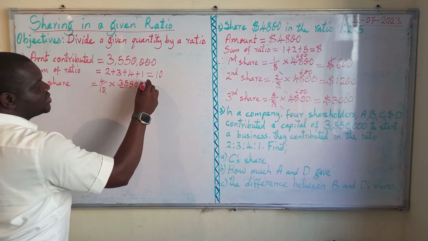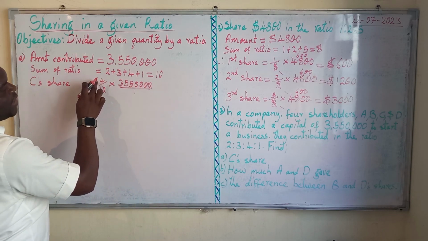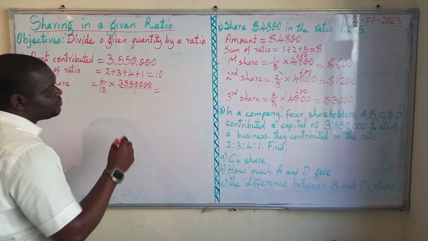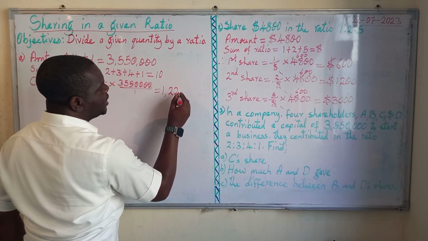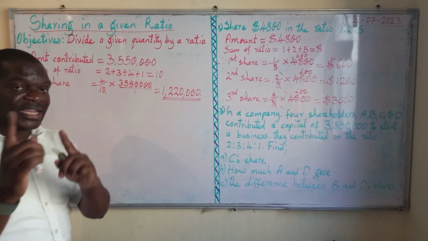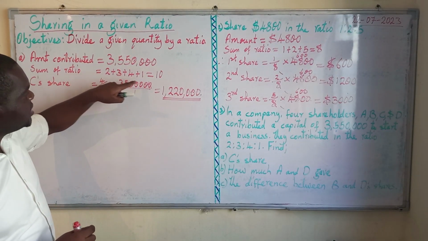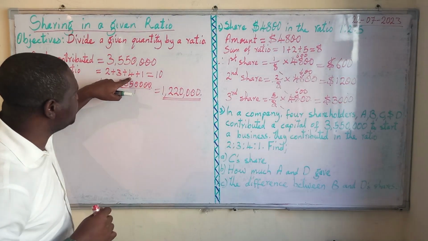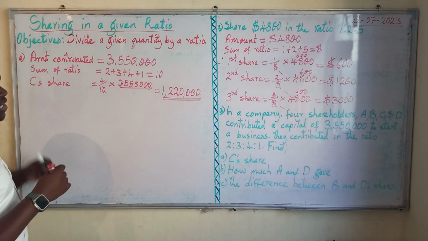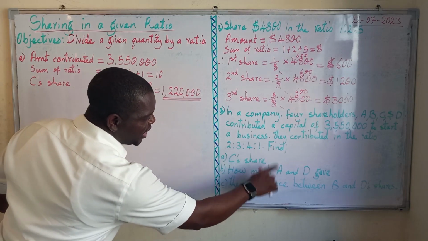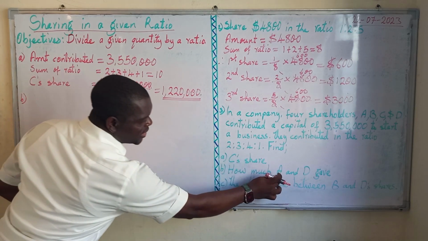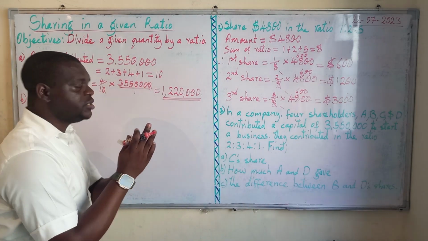so that this 0 can simplify this 0. And if you multiply 4 by 355,000, you're going to have a total of 1,420,000. This is what C contributed. And as you can see from the various quantities, C contributed the highest capital. That is 4 out of the 10. Let's move on to B. B says how much A and D gave. In B, we are going to find A's share and D's share and put together.